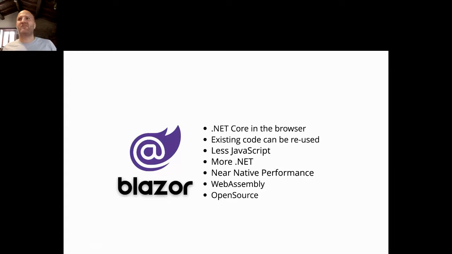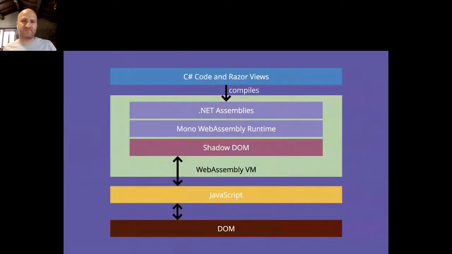But let us have a look at how Blazor actually works. So in order to write Blazor components or Blazor applications, we are using a combination of C# and Razor syntax. And this really compiles into standard .NET assemblies. When the browser downloads the Blazor application, it also downloads the mono runtime. And the mono runtime really allows us to run standard .NET assemblies in the WebAssembly VM. That's basically a sandbox in the browser.